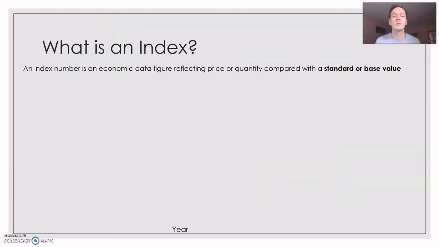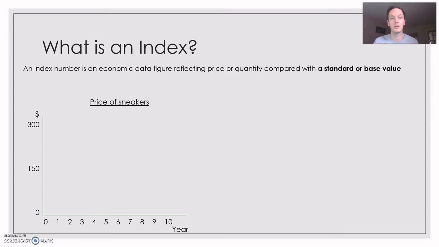Okay, before we go into it, I need to go into a little bit on what is an index. An index number is an economic data figure which reflects price or quantity compared with a standard base value. And that's the really important part here.